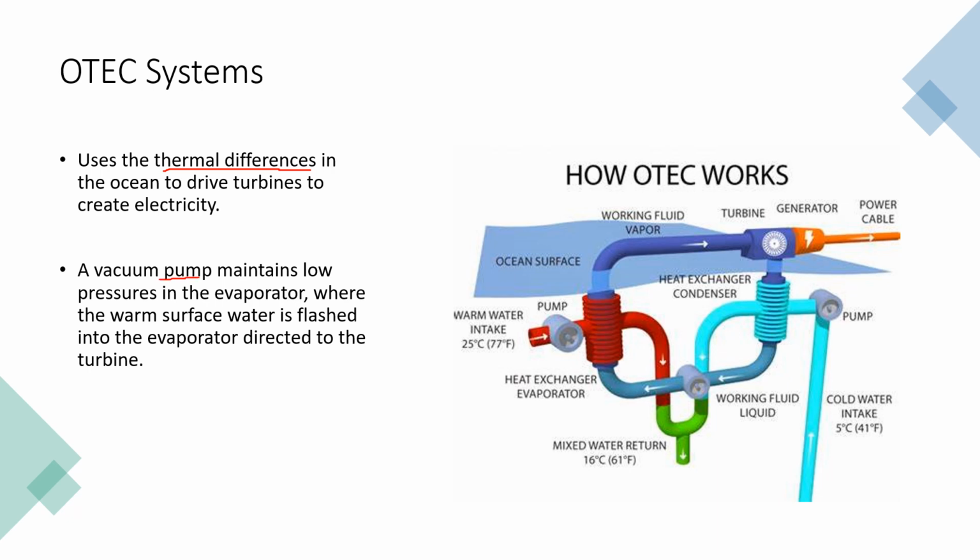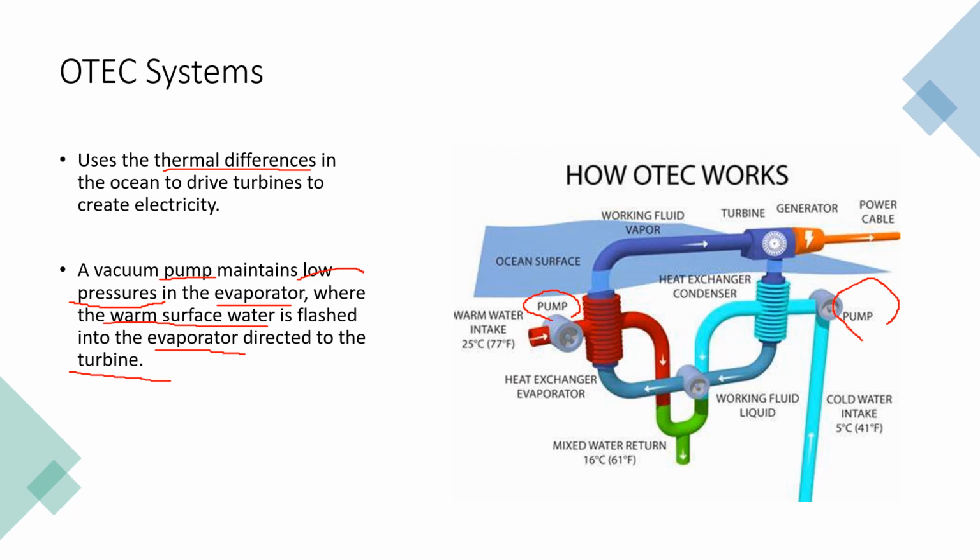And don't forget about the pumps from your previous diagram. In this diagram right here, I'm going to circle this for you. Pumps are very important, and they maintain the low pressure. So this is one pole of your pressure difference: low pressure in your evaporator, which is your exchange unit. The warm surface water is going to flush into the evaporator, and then we direct that into the turbine. So make sure you get that system connection.